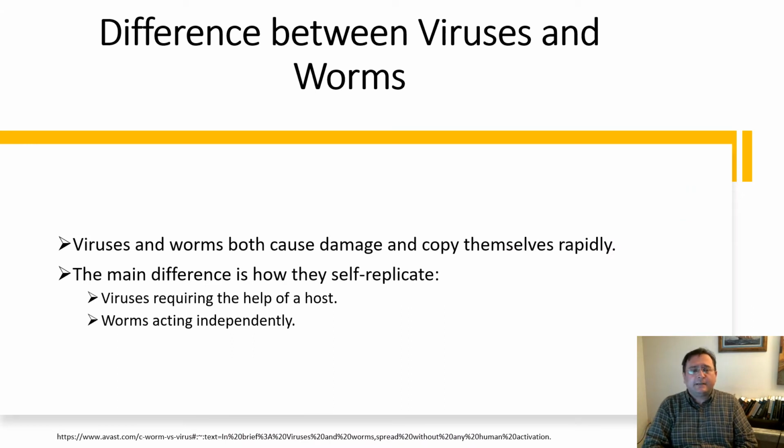And the difference between a virus and a worm is that viruses and worms both cause damage and copy themselves rapidly. But the main difference is that viruses require the help of a host computer and its files, and worms act independently. So worms can propagate in a network independently and without needing to attach themselves to a file.